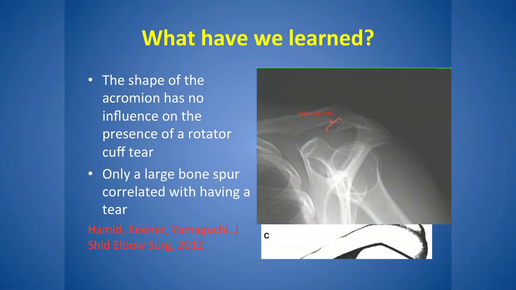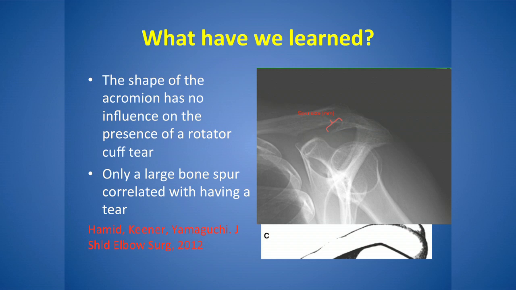For years, it was thought that the bone spur in the shoulder was responsible for creating the rotator cuff tear. What doctors mean by bone spur is the shape of the acromion bone, which covers the rotator cuff tendons.